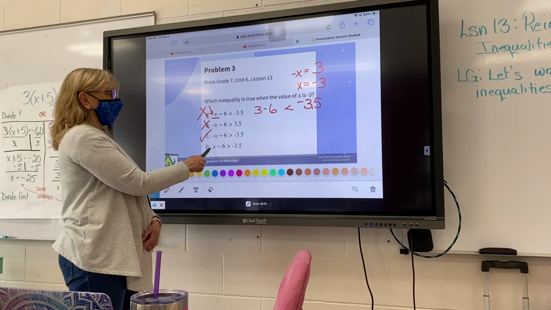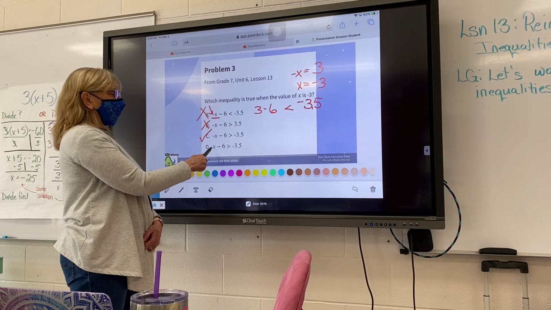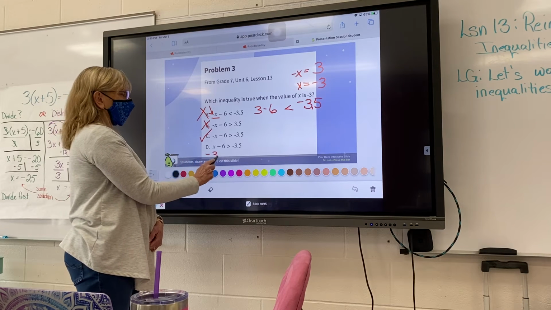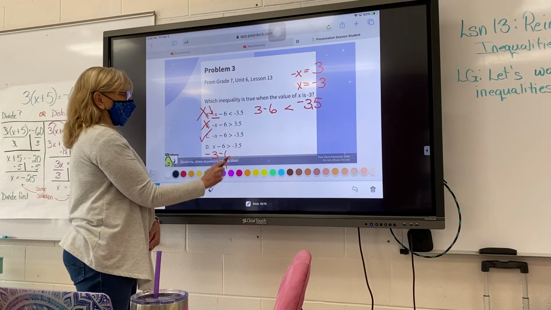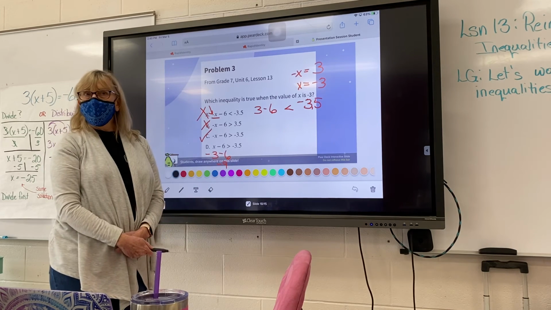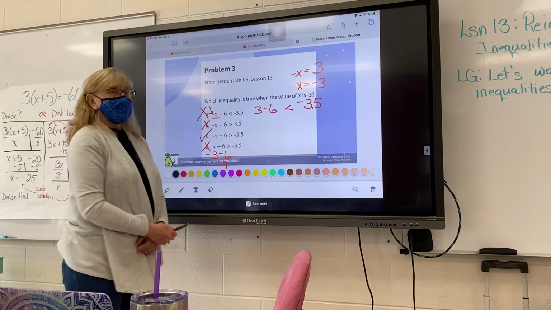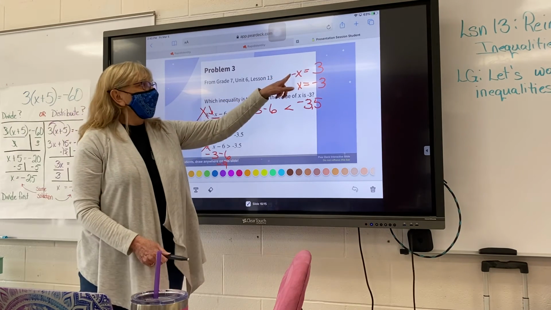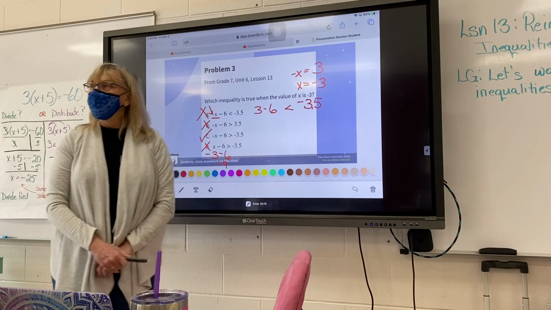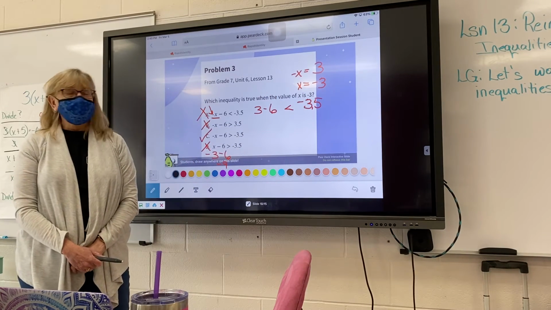Yes. Okay, what do we put here for x? Negative 3. Negative 3 minus 6 is what? Negative 9. Is negative 9 greater than negative 3.5? No. Okay? So do we understand what the opposite of x and x mean? Yes. Okay? Be careful with that.